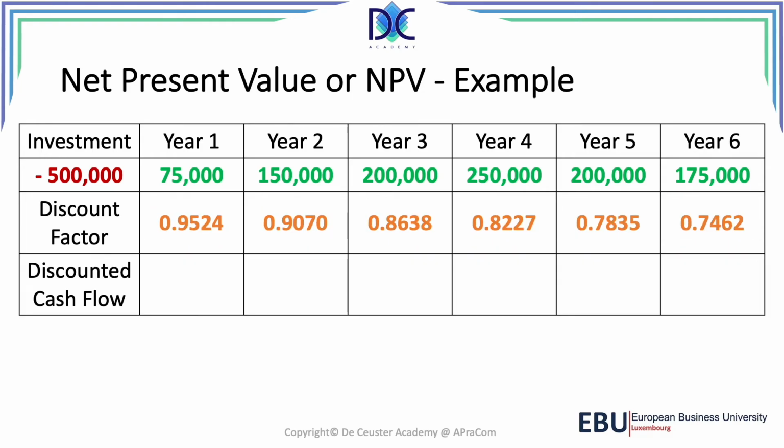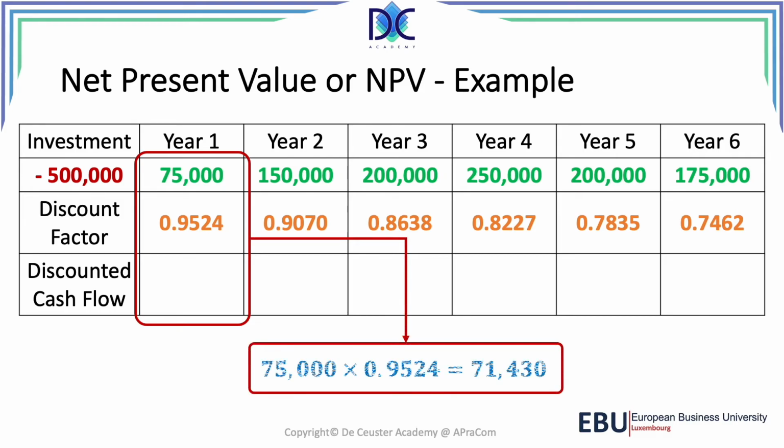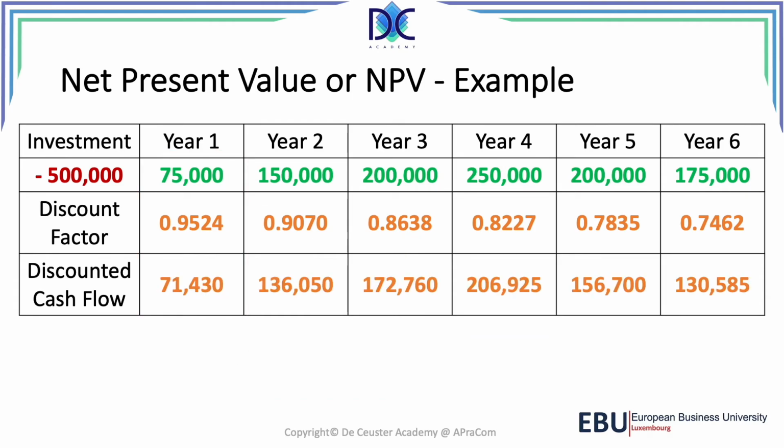Now we look at the discounted cash flow, and when we consider year 1, we have to multiply 75,000 with the 0.9524, which gives us a discounted value of 71,430, and that we can put in the table here. Now we have to do the same thing for all the other years. So for year 2, we find 150,000 multiplied with 0.9070. It gives us 136,050.